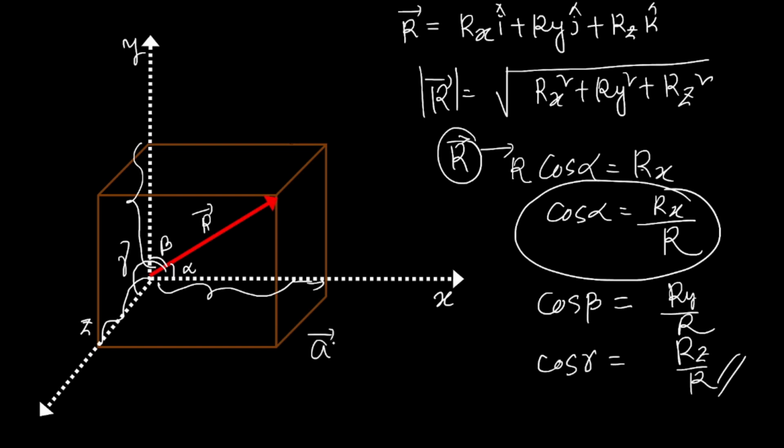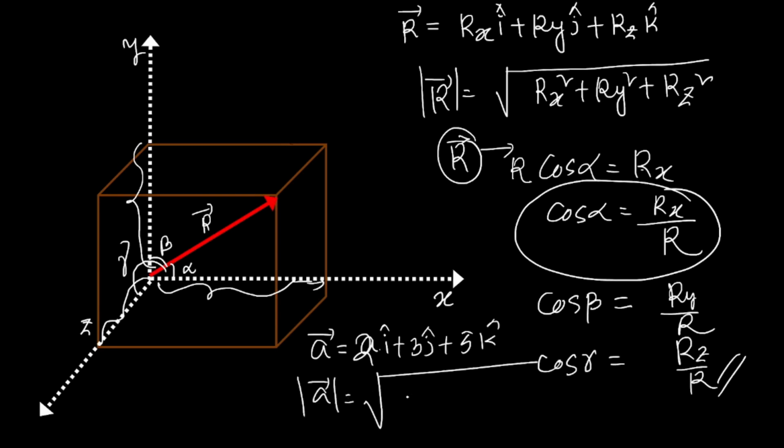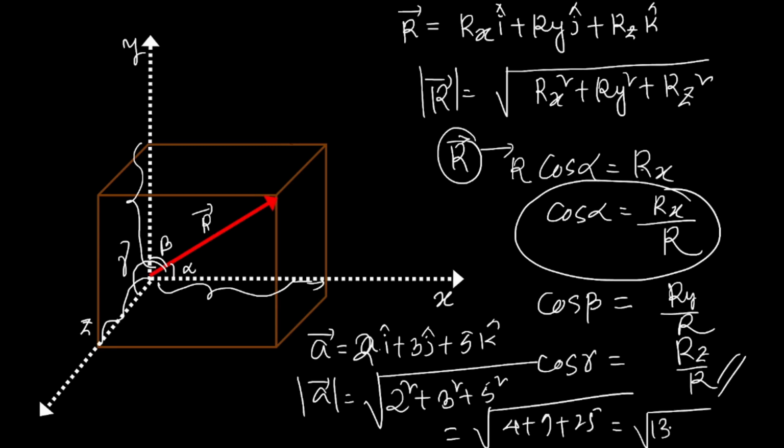Okay, so for example, if we have a vector A equal to 2 i cap plus 3 j cap plus 5 k cap, what will be the magnitude of this vector? You only need to square the components, sum them and take the root. So 2 square plus 3 square plus 5 square gives 4 plus 9 plus 25. So this will be equal to how much? 13 plus 25, it is 38, right? Root over 38. So this is how we represent a vector in 3D and 2D.